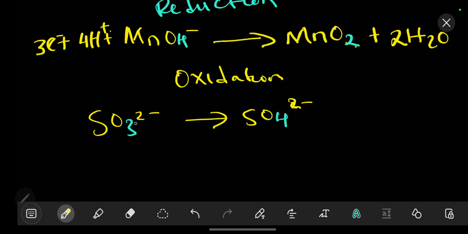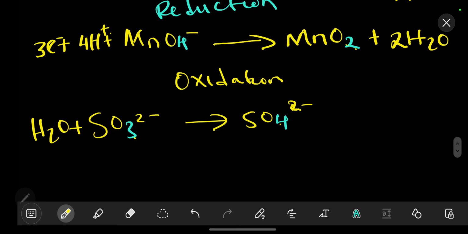So what we are going to do is add water. The same principle applies. Which one? This one has 3, this one has 4. So wherever there are fewer oxygens, that's where you add your water. So we are going to have our H2O there like that.